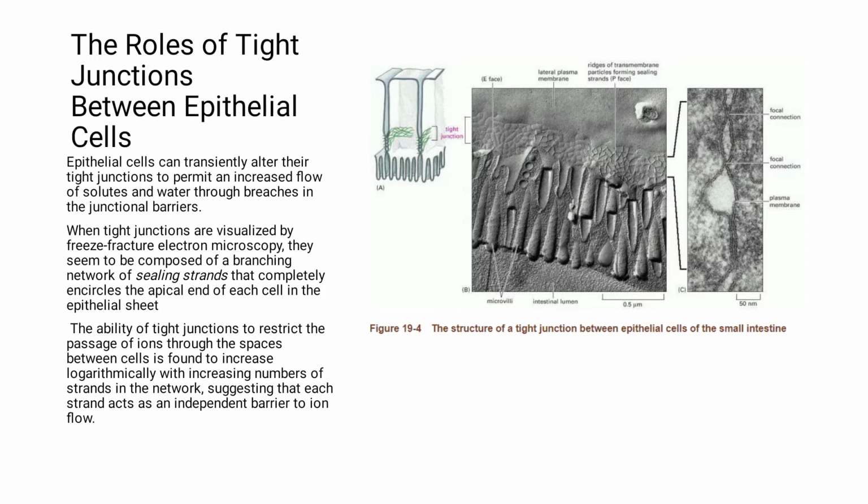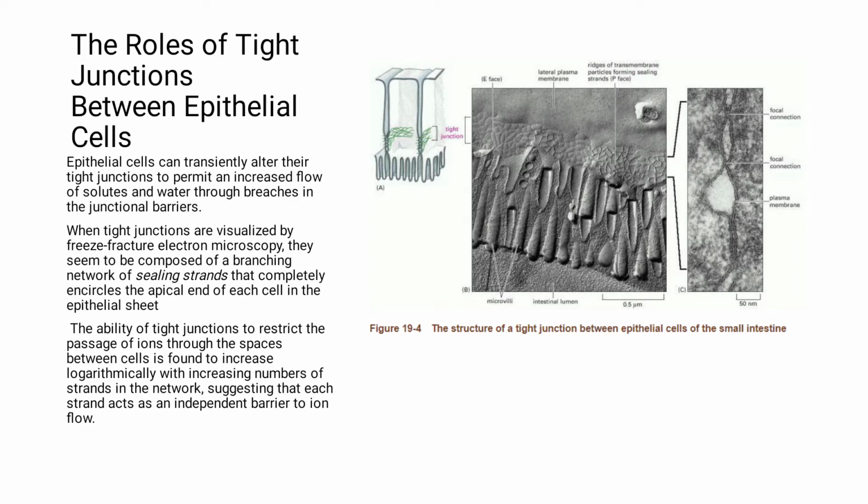So let's look at this Figure 19.4, which is the structure of a tight junction between epithelial cells of the small intestine. In this figure, A shows the junction schematically, and in B we have a freeze fracture electron micrograph. In C, we have a conventional electron micrograph. Note that the cells are oriented with their apical ends down.